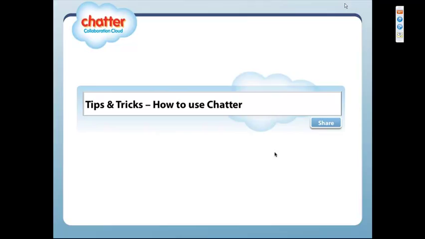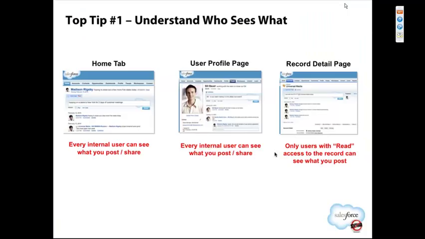What I wanted to share now is just some tips and tricks on how to use Chatter that will make your experience even better. Now, the first tip is really about understanding who sees what when you post something on Chatter. It's a question I get a lot from users who are just starting out. So if you post something on Chatter, who can see that? Well, let me explain really quickly. You have different places you can post something. You can post on your Home tab, on your User Profile tab, or on a record itself, such as an opportunity, a customer case, an account, and so on.